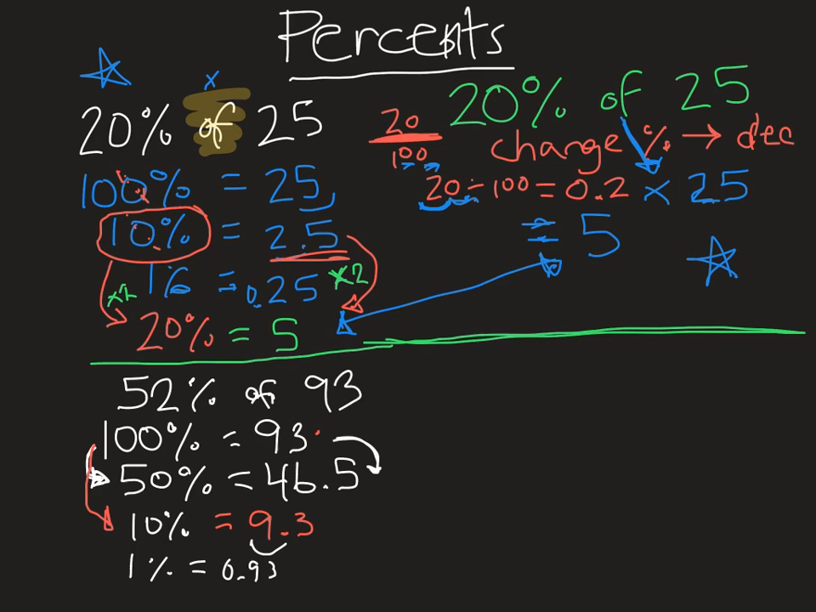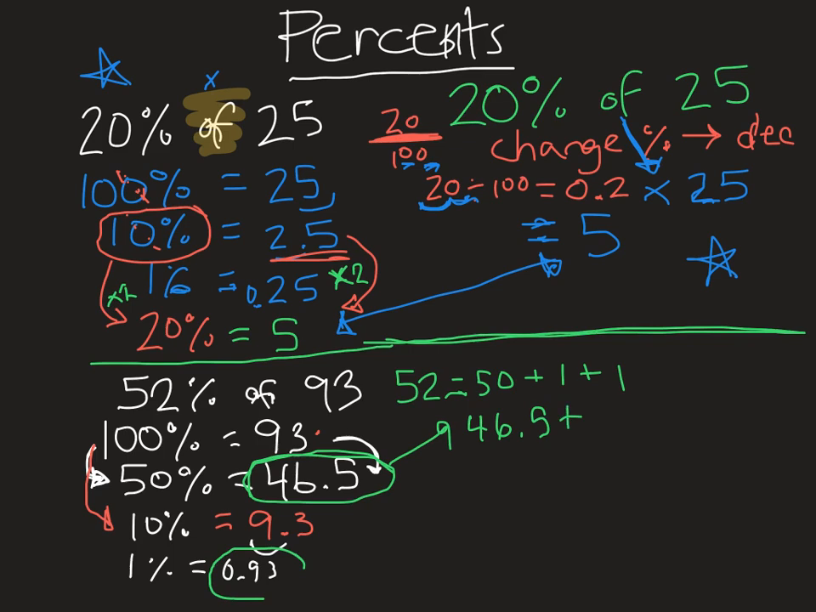In order to find 52%, I can use 50%, right? And then I can use two values of this 1%. 52% equals 50 plus 1 plus 1. Yes. So I know that that 50% is 46.5. The 1% is down at the bottom there, 0.93. And 0.93 again. And I get a value of 48.36.